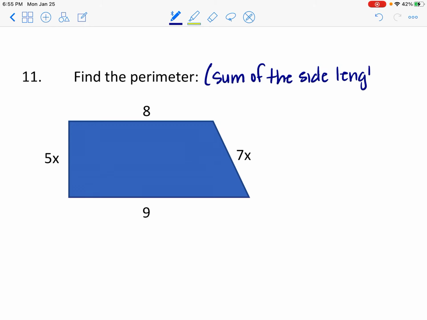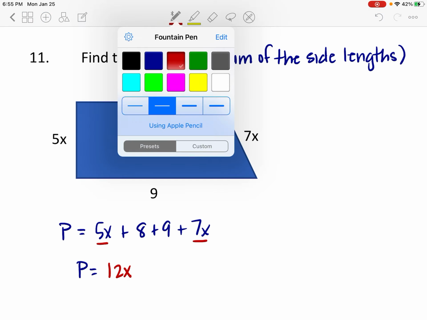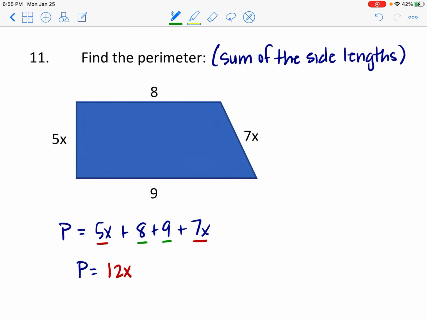So in this case, if it says to find the perimeter, we just have to add the 5x with the 8, the 9 and the 7x. So those are the 4 side lengths. I'm just trying to add those together to find my perimeter, which I'm going to call P. So my perimeter is going to equal, I'm going to combine the like terms. 5x's here and 7 more here gives me 12 of those altogether. And I'm going to combine my constants, so 8 and 9 makes 17 altogether. So this perimeter is going to equal 12x plus 17.